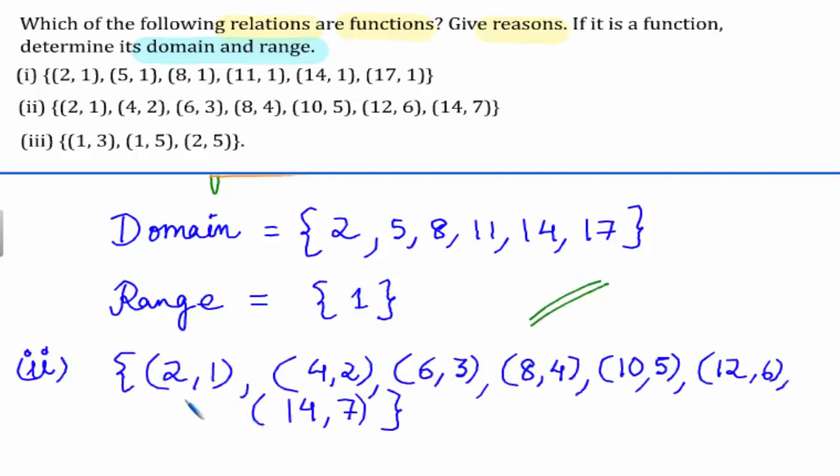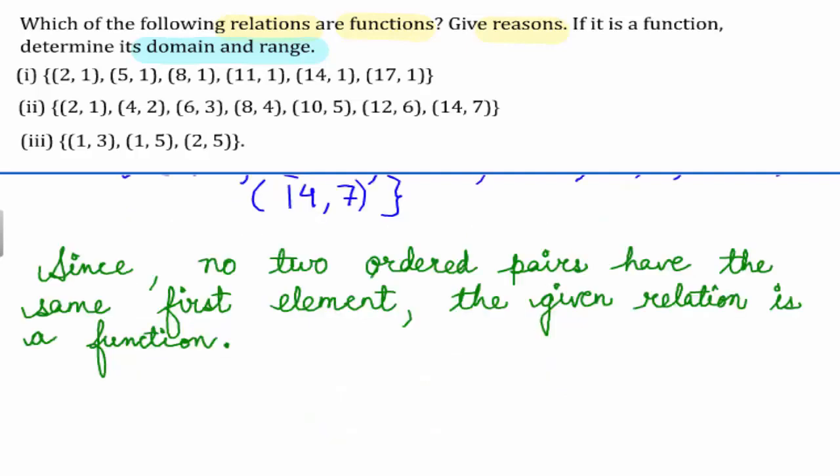Here we have the set of ordered pairs of the second relation. Now if you observe, no two ordered pairs have the same first element here as well. So we can say, since no two ordered pairs have the same first element, the given relation is a function. Now we have to determine the domain and the range of this function.